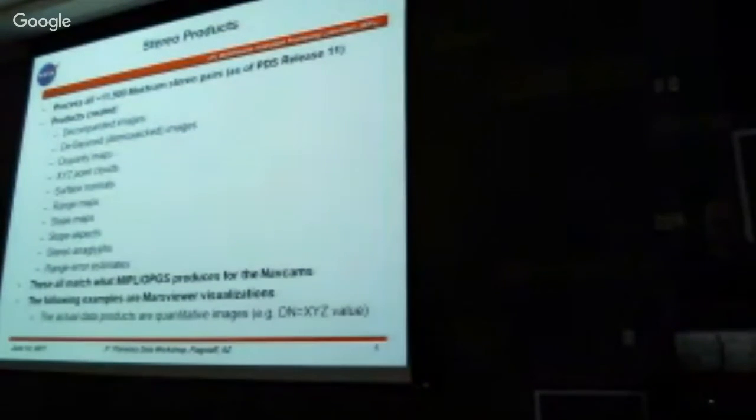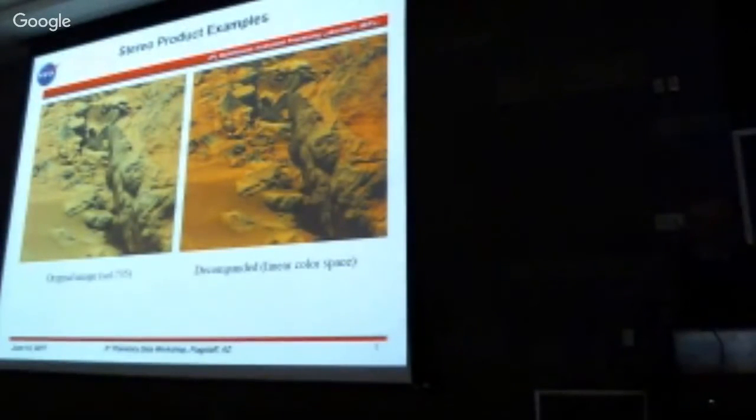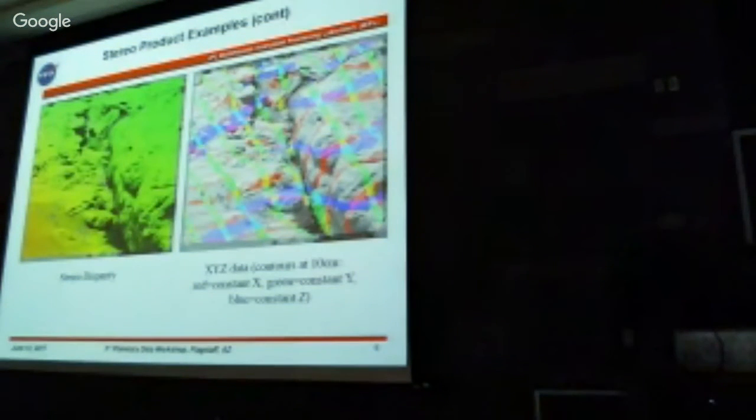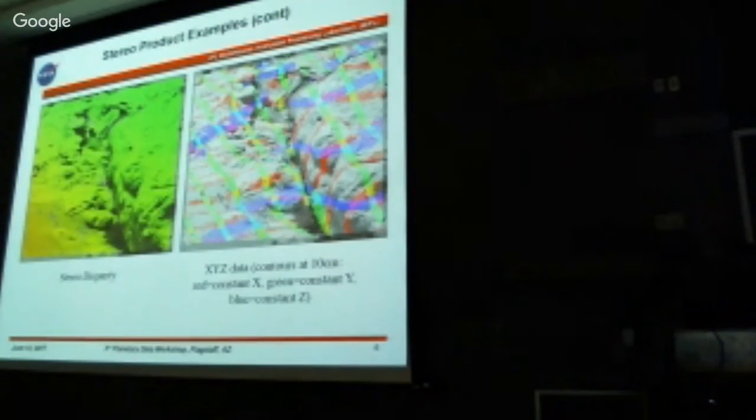And I should say that the pictures I'm going to show are visualizations of the products we make, but they're actually quantitative values. So it's an image full of XYZ points and things like that. We start with the original image. First thing we do is convert that from the MASTCAM 12-bit to 8-bit square root encoding compression, so we expand that back into linear space. We do stereo analysis, and of course that's the heart of the thing. And from that we generate XYZ data.